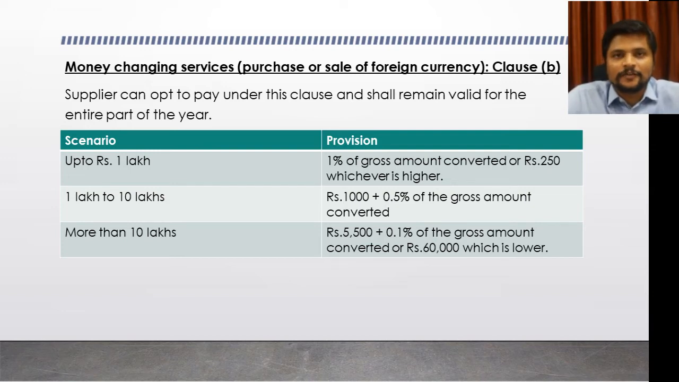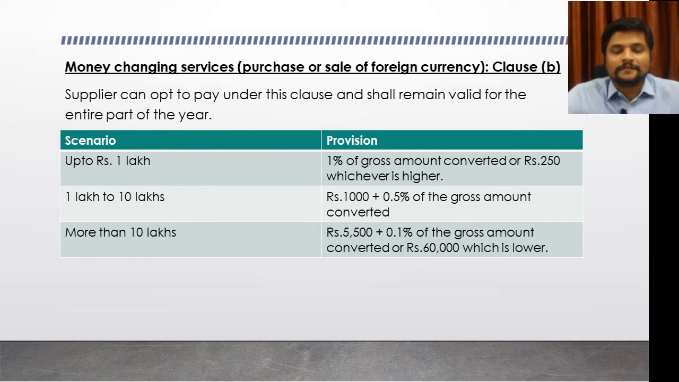For example, your transaction is for 3 lakhs. Then how the value has to be done is, for the first 1 lakh you just leave it. For 1 lakh to 10 lakhs, that is 2 lakhs extra. On the 2 lakhs, 0.5% you should take. 0.5% of 2 lakhs rupees will be around 1000 rupees. So in that case, 1000 rupees plus 1000 rupees of the gross will become the value for this particular transaction.